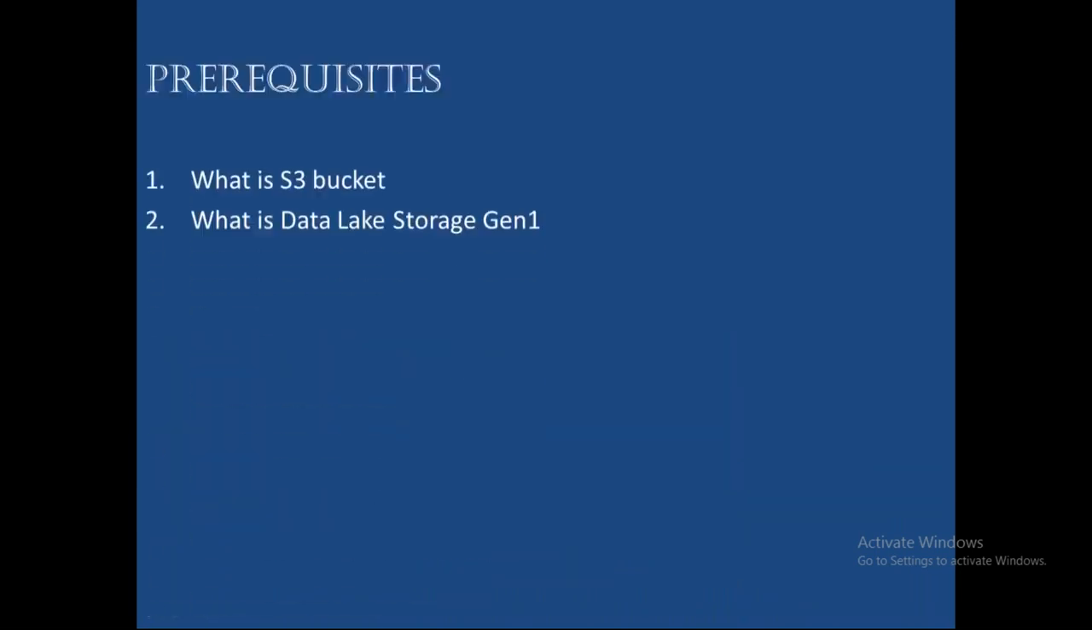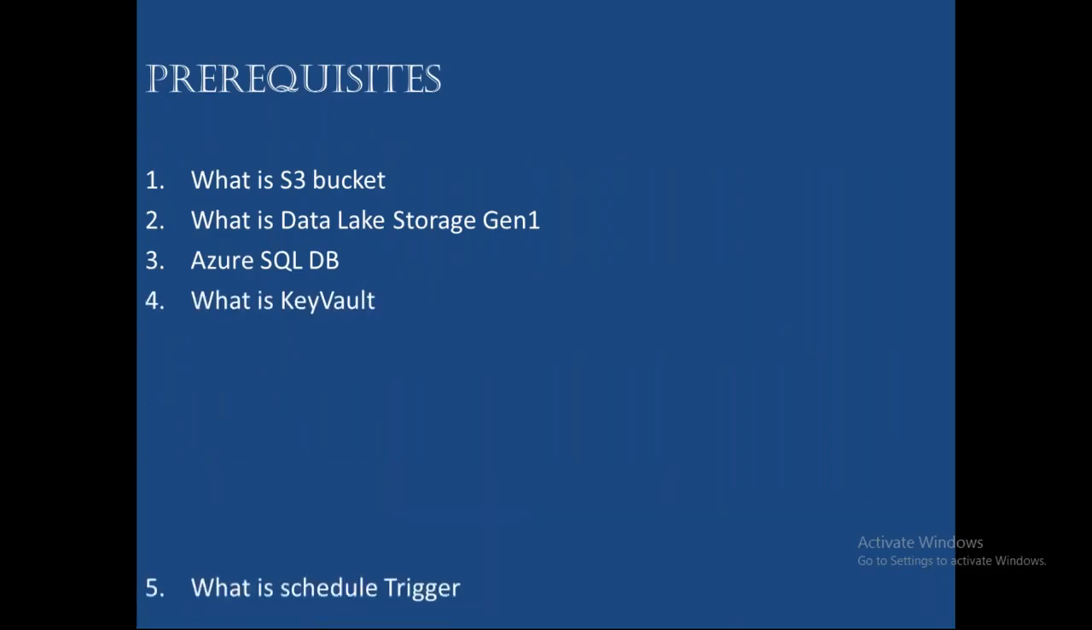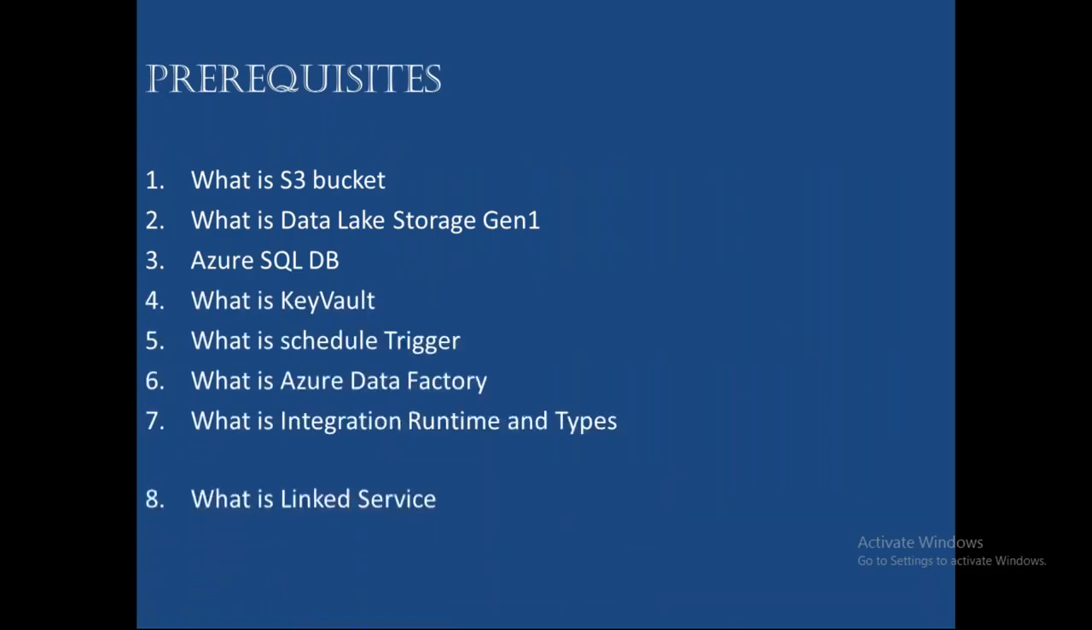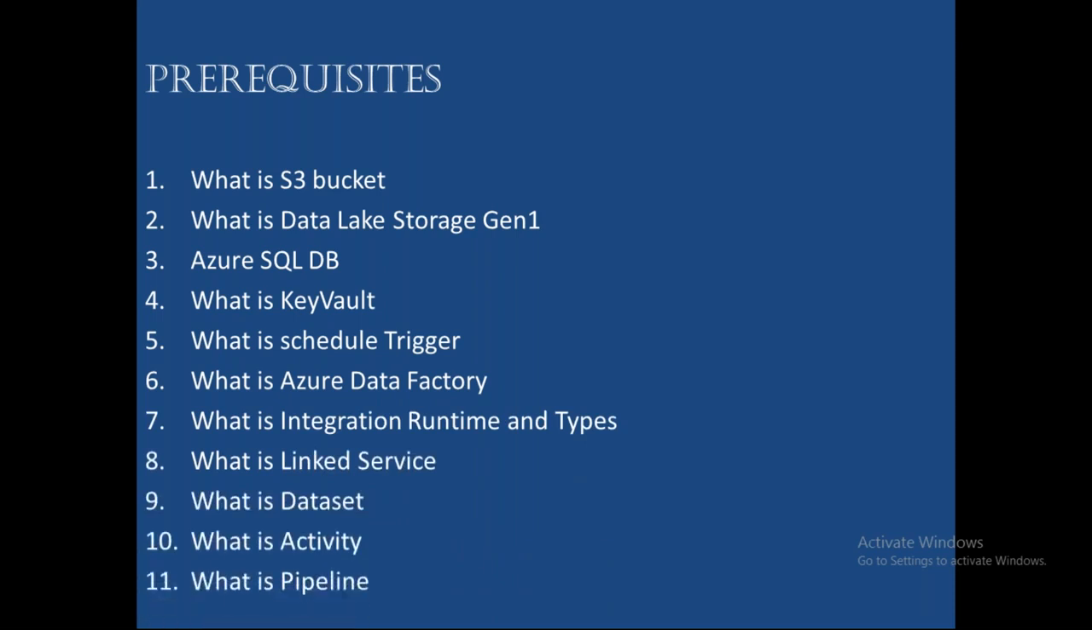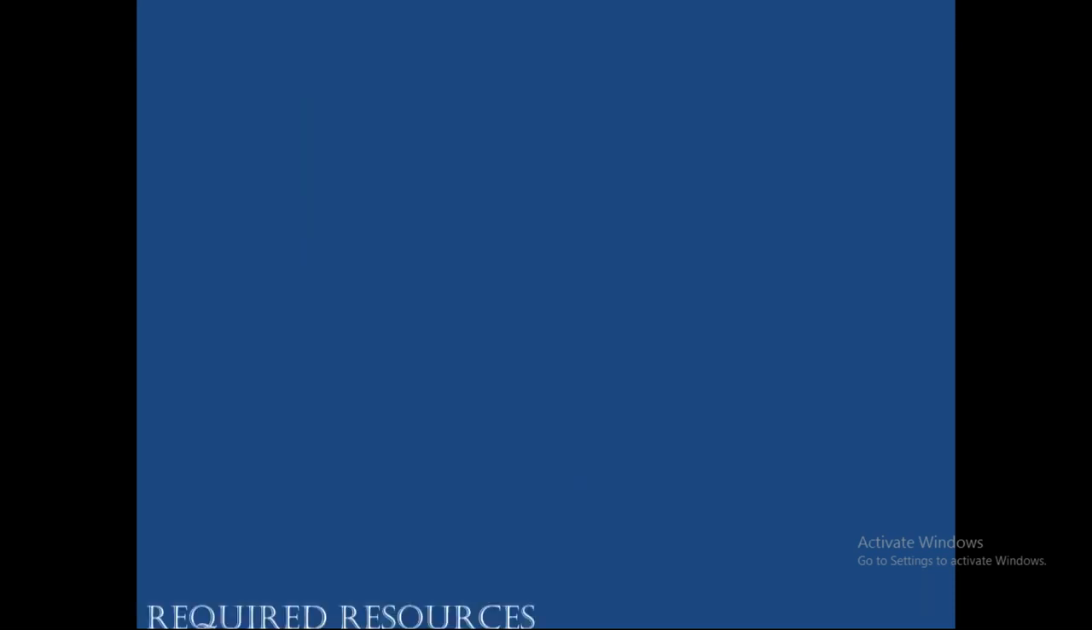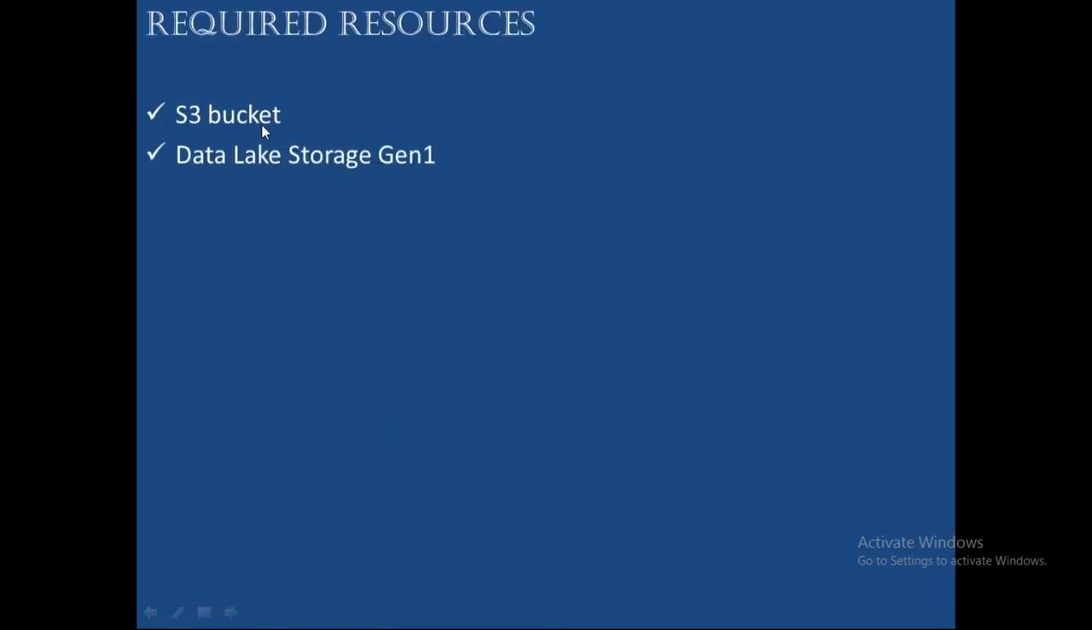Prerequisite, we should know what is S3 bucket, Data Lake Storage Gen1, SQL DB. SQL DB I will use to create the metadata. Also key vault, schedule trigger, Azure Data Factory integration runtime types, linked service, dataset, activities, and pipeline. All these things we are aware of. Let's go with required resources. I will create an S3 bucket, Data Lake Storage Gen1, Azure SQL DB, key vault, and the Azure Data Factory v2. So these are the resources I will create, friends.